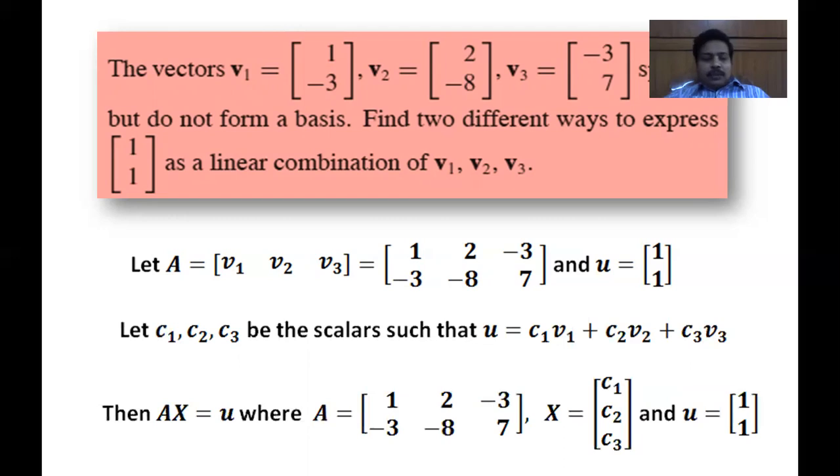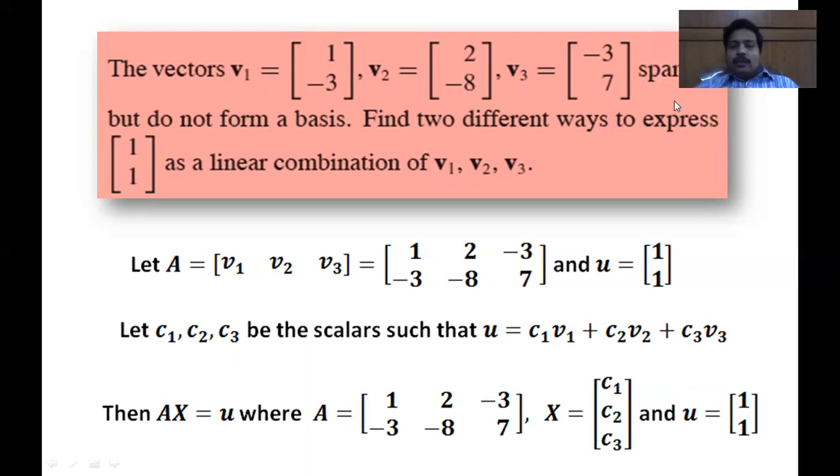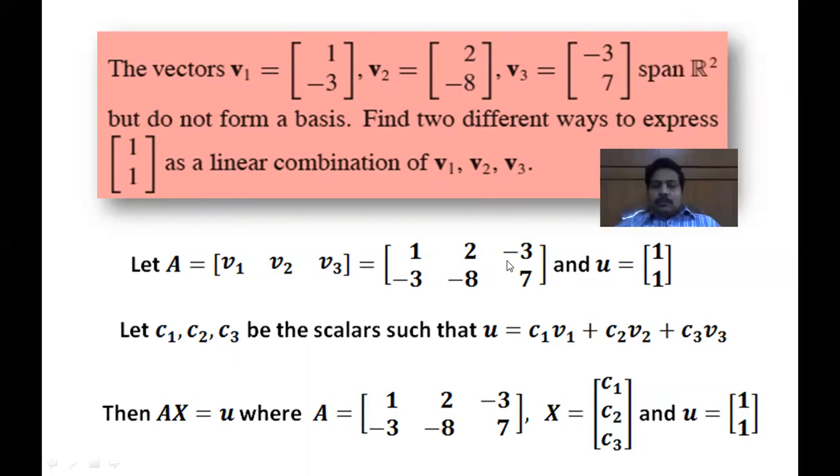For that, let us convert this into a matrix equation. Ax is equal to U, where A is equal to this 1, minus 3, 2, minus 8, minus 3, 7. And X is the matrix of unknowns, C1, C2, C3, and U is equal to 1, 1. Here you can observe that this is a 2 by 3 matrix, which is being multiplied with a 3 by 1 matrix, and the result is 2 by 1. 2 by 3 is being multiplied by 3 by 1, so your result is 2 by 1.